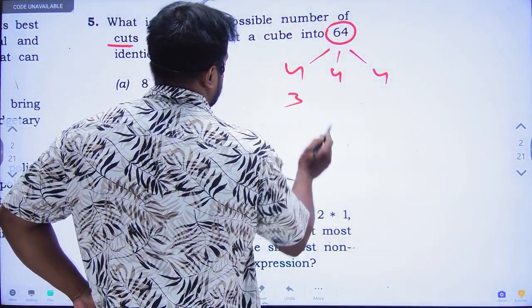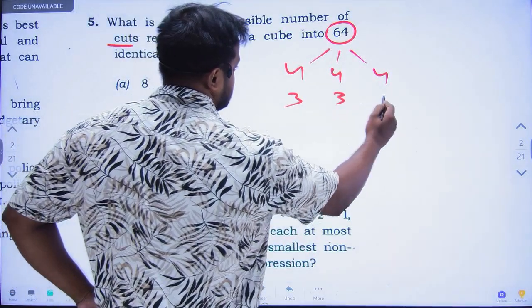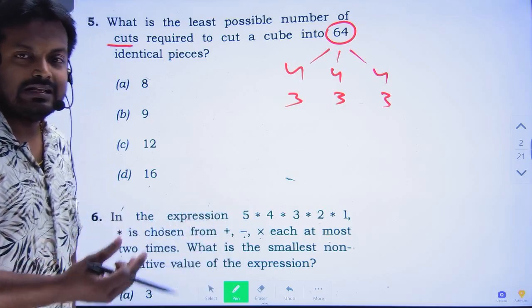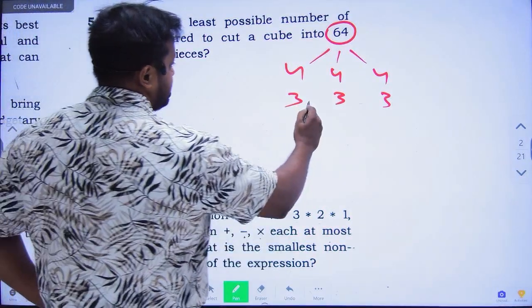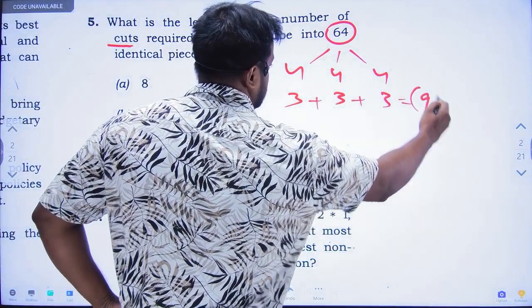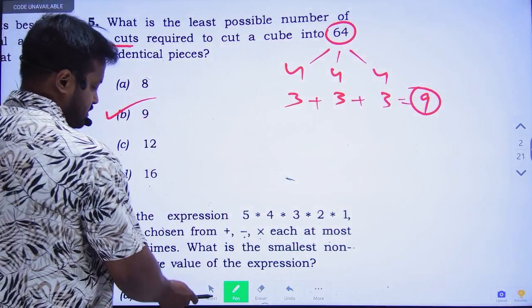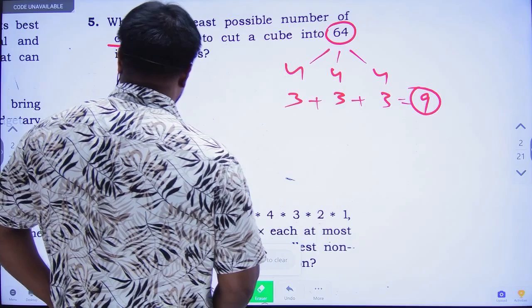So this is cuts 3, this is 3, this is 3, right? X-axis, y-axis, z-axis, cuts would be one less than number of pieces. So this is least, means this is 9. I hope this is clear. Next, this is option B.